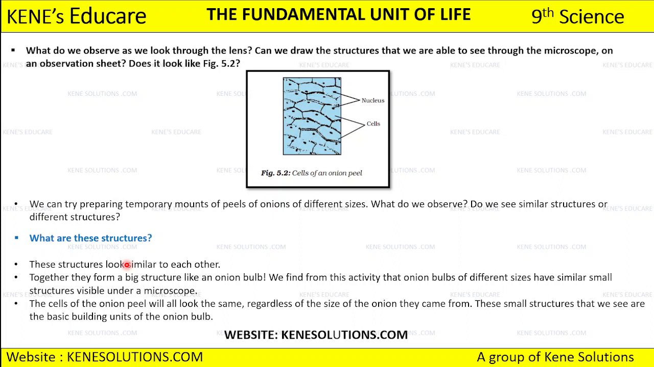So the cells of the onion peel are all going to look the same regardless of whatever size of onion we have, or from whatever size of onion they come from. So these small structures that we see, ये जो आपको cell का structure दिख रहा है, cell दिख रहा है onion का, that is the basic unit of the onion bulb. क्या है वो? That is the basic unit of the onion bulb.